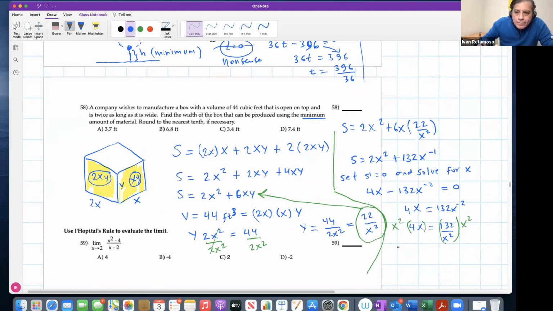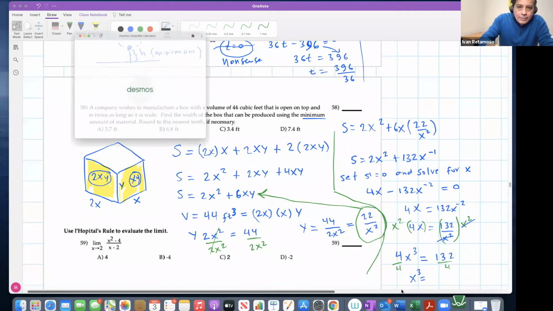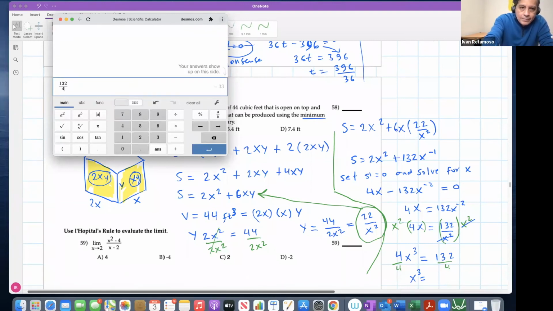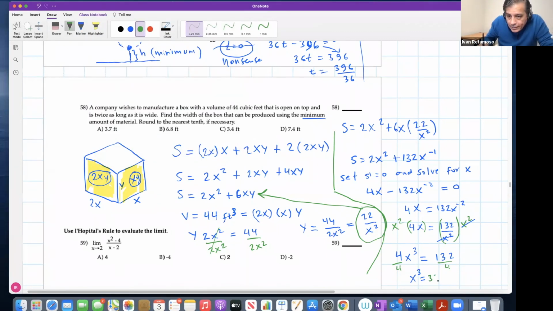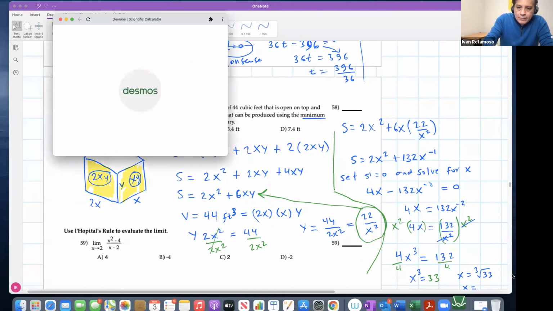Notice 4x cubed equals 132, as this cancels. x cubed equals, dividing both sides by 4, I think it's 34, but let's just do it in the calculator. 132 divided by 4 is 33. So 33, but notice now x therefore will be the cube root of 33.